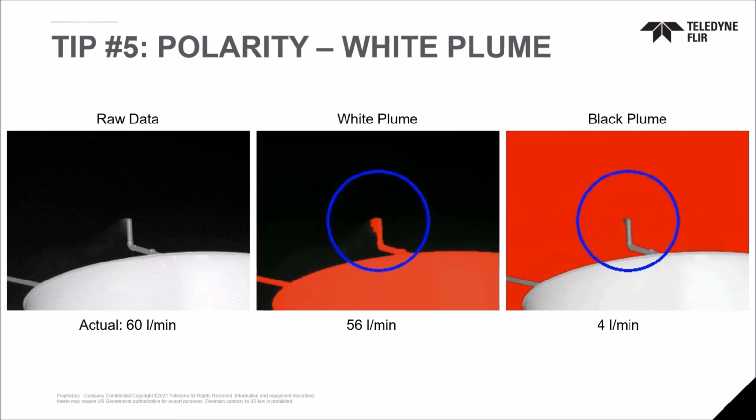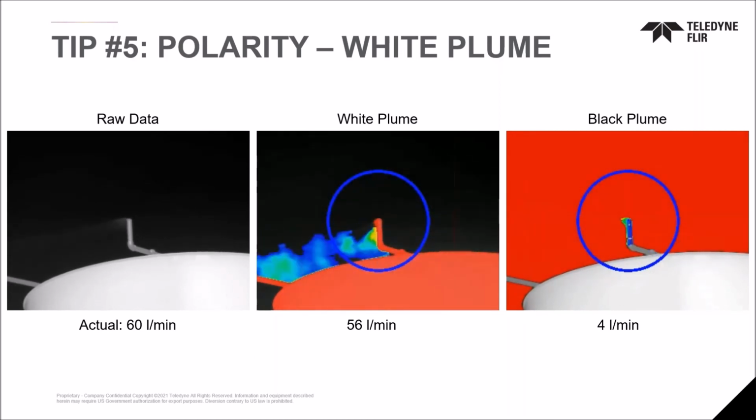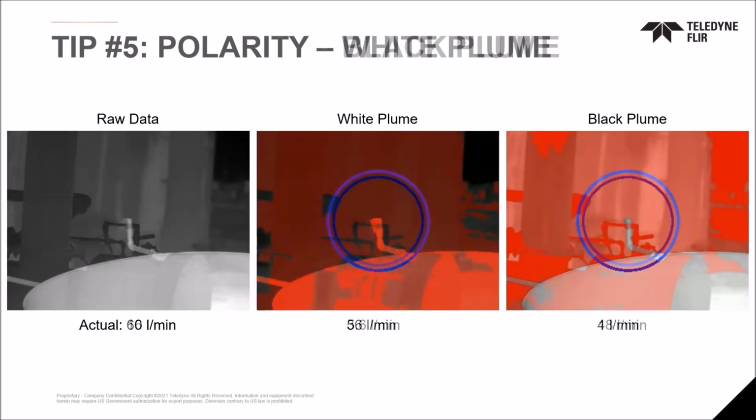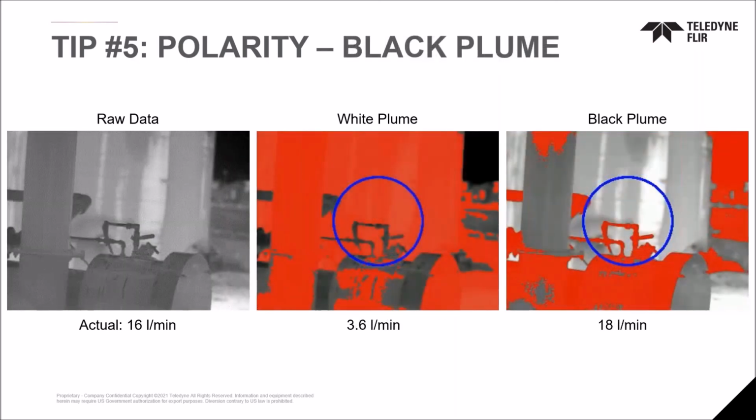And here's a case where we had an actual leak of 60 liters per minute. When I used the incorrect polarity, it said it was 4 liters per minute on the right. But when I used the correct polarity, it told me it was 56 liters per minute. So ensuring that you put the right polarity, this shows how dramatically that can affect this. It can also happen the other direction.